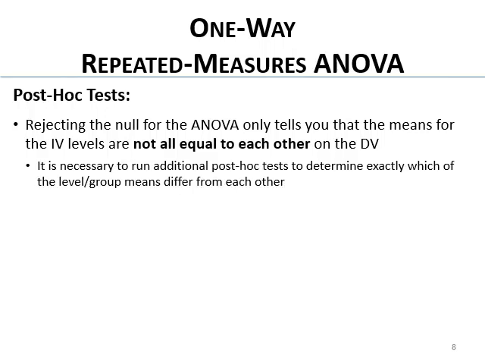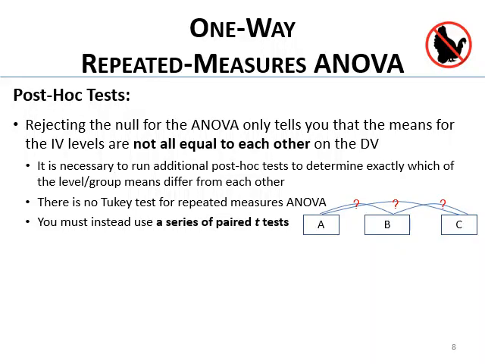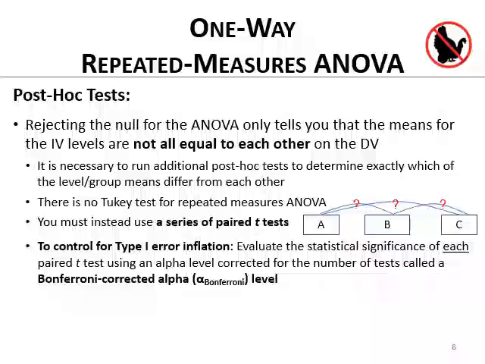So you have to run these additional post-hoc tests to determine exactly which levels or group means differ from each other. There is no Tukey for repeated measures ANOVA. Bummer. And so instead you got to use a series of paired t-tests. And that is going to do the A to B, the A to C, and the B to C comparisons. But didn't I just tell you that's bad because you get type 1 error inflation? Yes, you were listening. So to control for type 1 error inflation, you evaluate the statistical significance of each of these paired t-tests using a modified alpha level called the Bonferroni corrected alpha level that's going to keep your overall alpha level at 0.05.